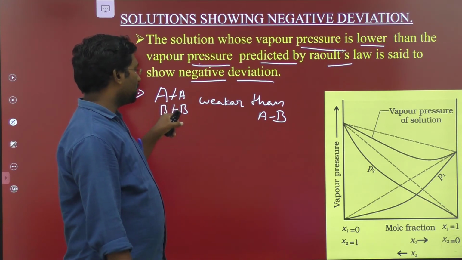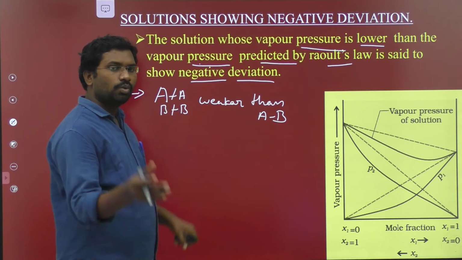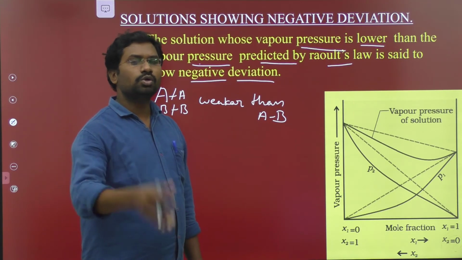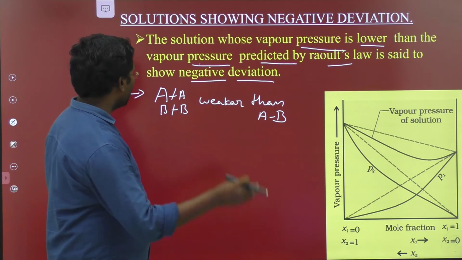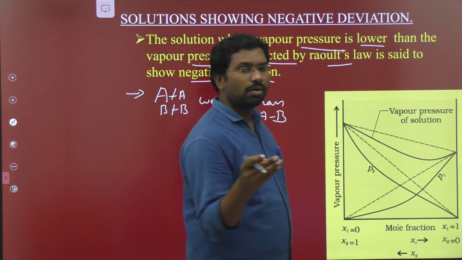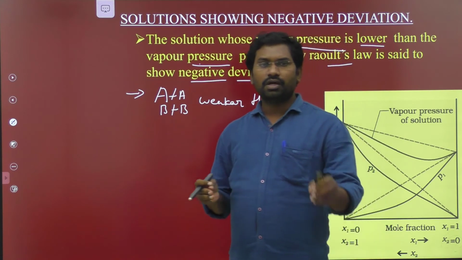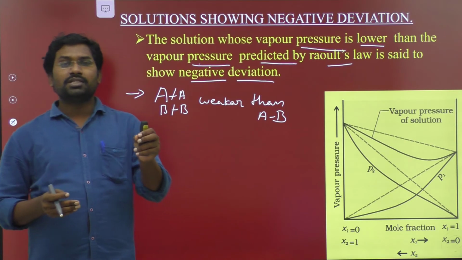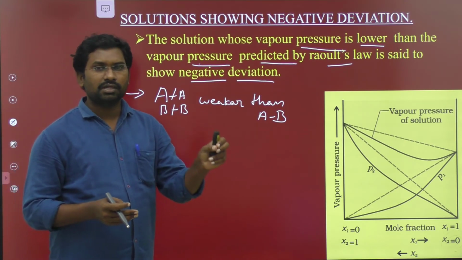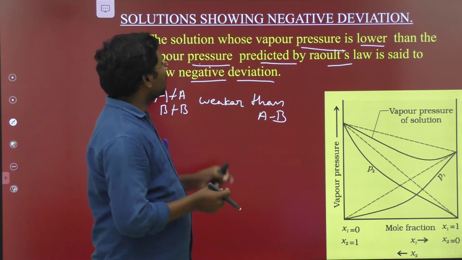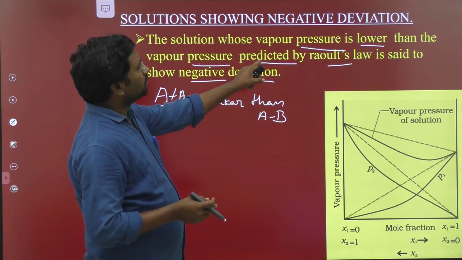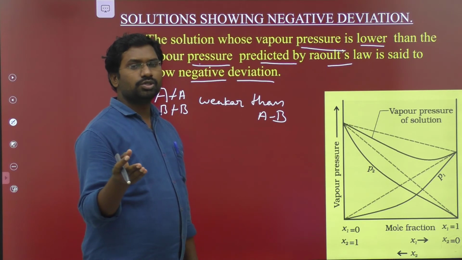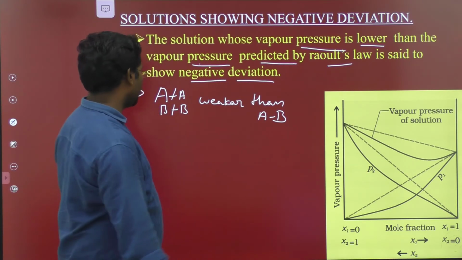Here the AA and BB bonds are weaker bonds. That's why only some solvent molecules or solute molecules evaporate, so a very small number of molecules evaporate. If fewer molecules evaporate, then automatically the pressure exerted by them is also less. So that indicates the vapor pressure of the solution is lower than predicted by Raoult's law. That indicates the given solution exhibits negative deviation.